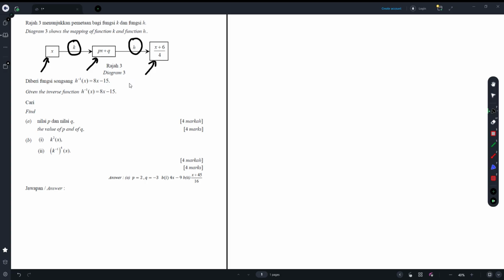We have to find k squared x and we have to find k inverse of 4x. Okay, so let me do part A of this question. In order to answer part A, first you have to write down the function equation correctly. So the first function is function k. So k of x is equivalent to px plus q. And then for the second function h, majority of students make this mistake.